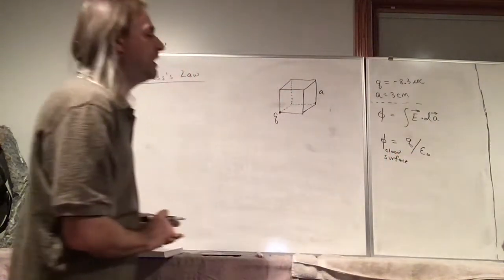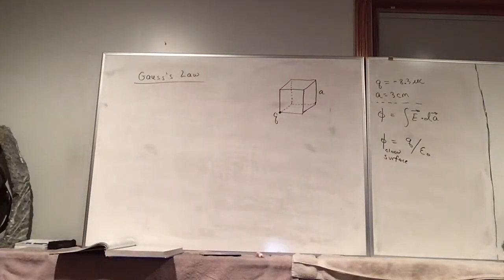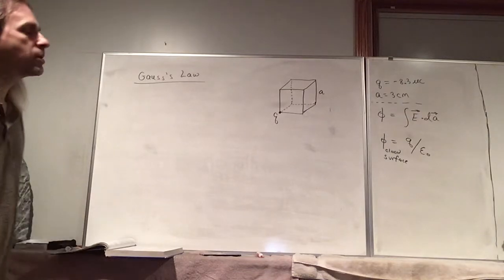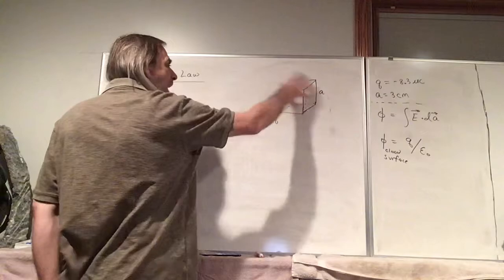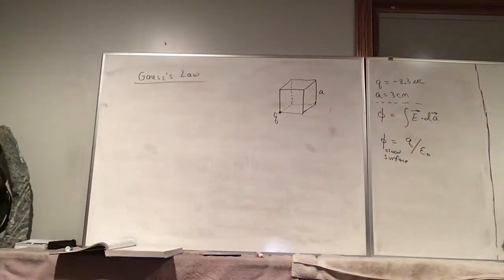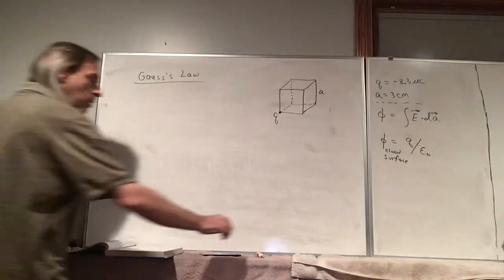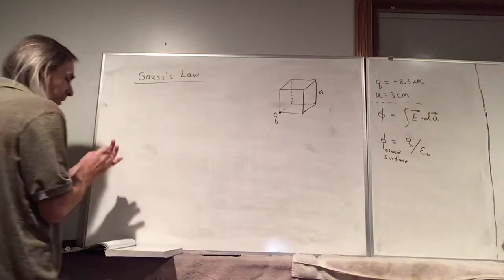So flux through any closed surface is Q over epsilon naught. And this is good, even if we don't have this nice symmetry, we can use Gauss's law to find the total flux through a closed surface. Now, in this example, the surface we are given does not enclose the charge. The charge is at the corner, and so it's not completely enclosed by the surface.